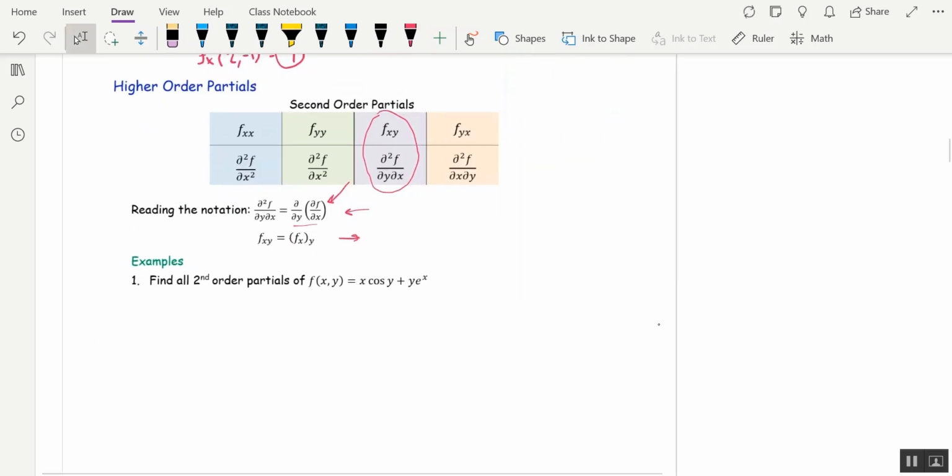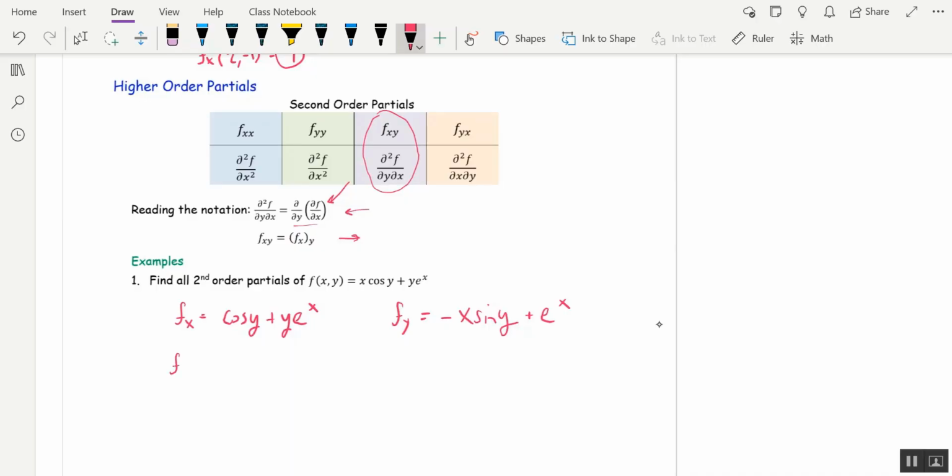Okay, so let's find some second order partials. First, we need first order partials. So f sub x is cos y plus y e to the x. F sub y is negative x sine y plus e to the x. So pause and make sure you follow that. And then maybe try and find second order partials yourself.